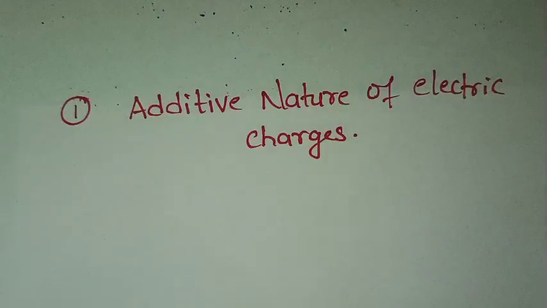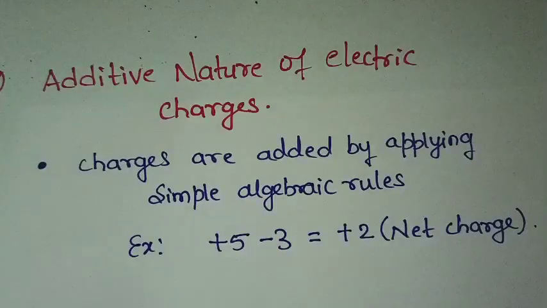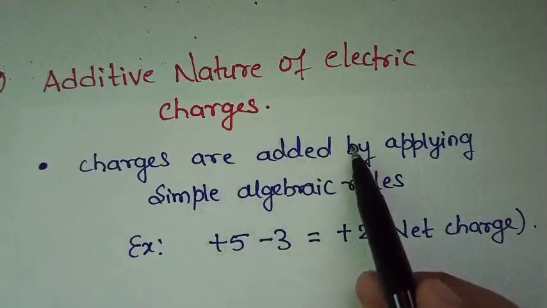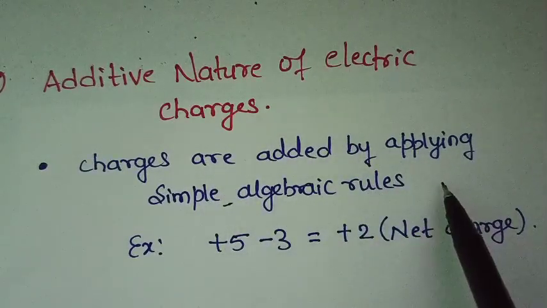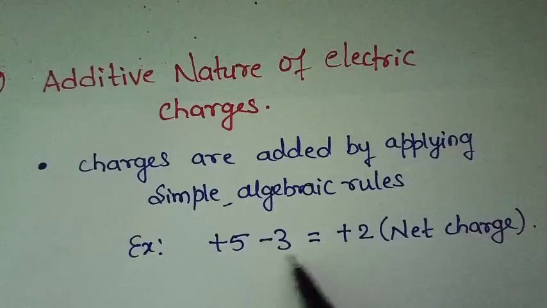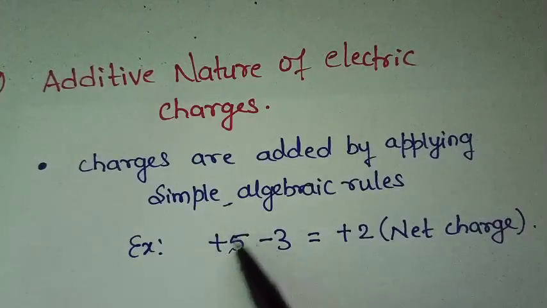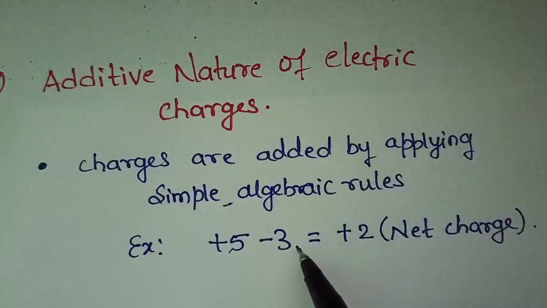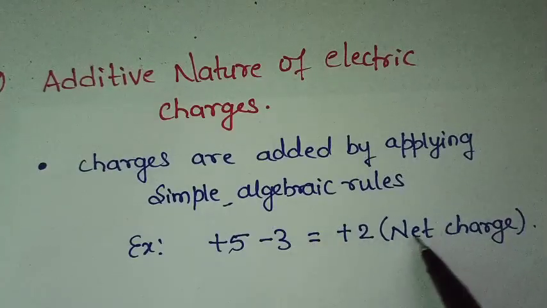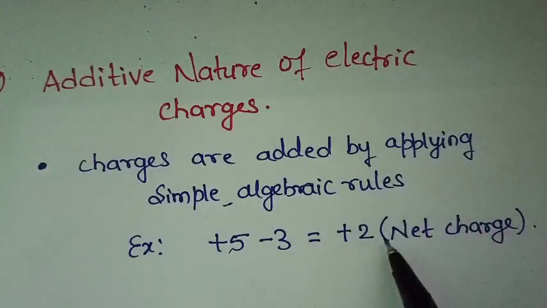Additive nature of charges means that charges can be added, just like by applying the algebraic rules we can add the charges. Plus 5 minus 3 gives you the result. So charges are added by applying simple algebraic rules. Here I have taken one example. Suppose there are 5 positive charges and 3 negative charges. What will be the net charge on that body? Plus 2.